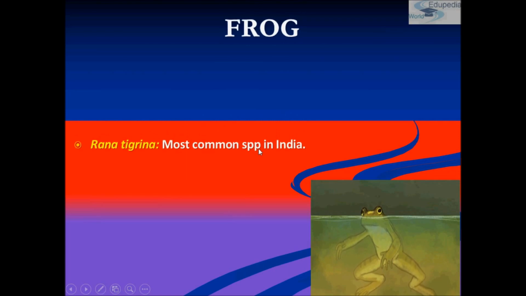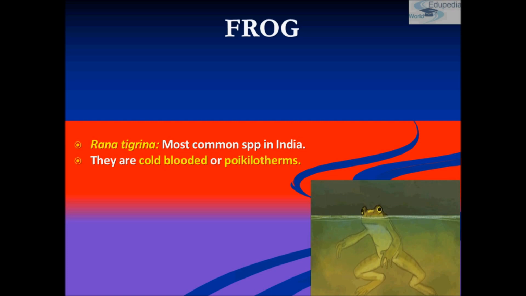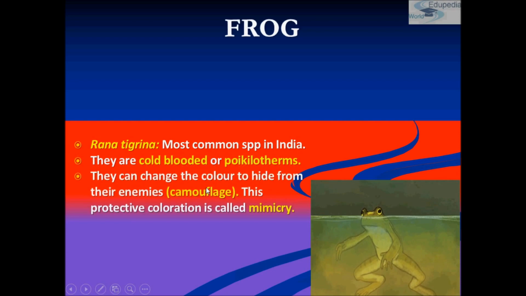Now, the most common species of frog in India is Rana tigrina. They are cold-blooded, also called poikilotherms. That means their body temperature varies with the temperature of the environment. They do not have a constant body temperature, and that's why they are known as cold-blooded or poikilotherms.